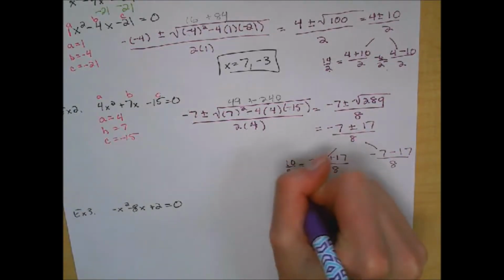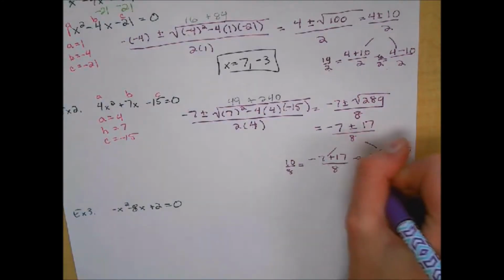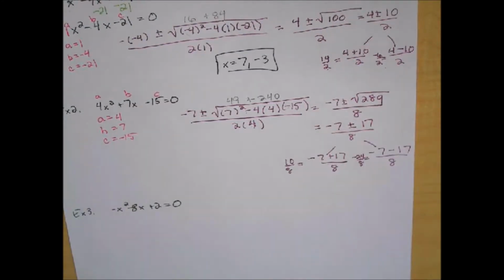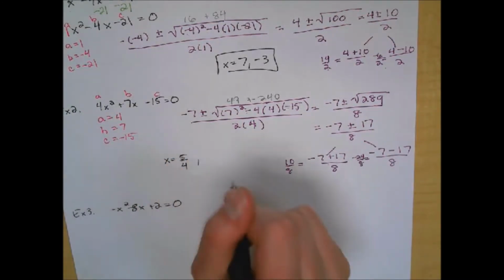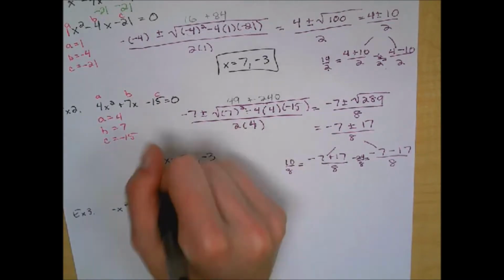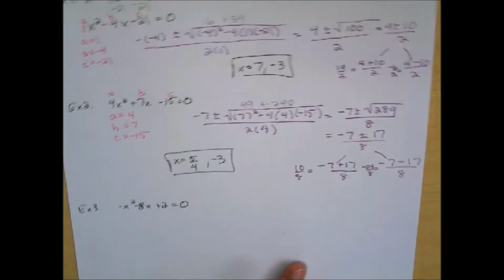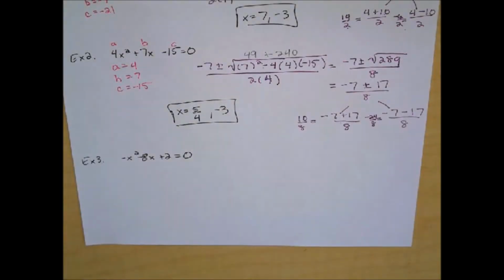This gives us 10 over 8, negative 24 over 8. We get x equals 5 over 4 and negative 3. Last one of this type of question. Identify, are we set equal to 0? Find your a, b, and c.